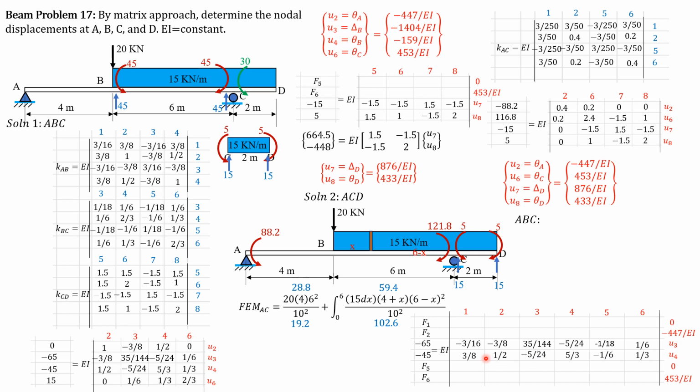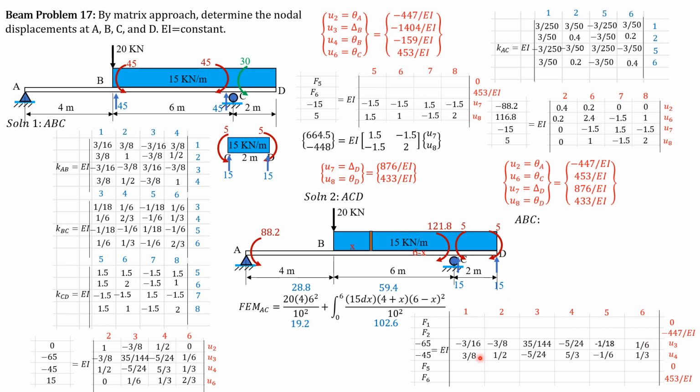So for 3, 1, for example, negative 3 over 16. 3, 2, negative 3 eighths. 3, 3, we have 3 over 16 plus 1 over 18, so that's why 35 over 144. 3, 4, we have negative 3 eighths and 1 over 6, adding, that's negative 5 over 24. 3, 5, negative 1 over 18. 3, 6 is 1 over 6.